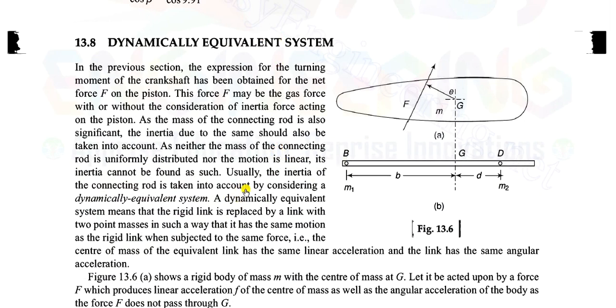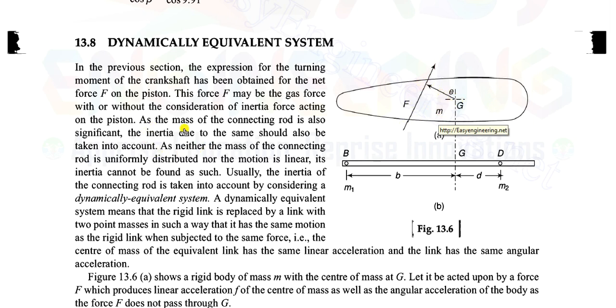Now, what is a dynamically equivalent system, and when should we consider it? Here you can see a body which does not have uniformly distributed mass. The center of gravity or mass center is G here, and the force acting on this is F. The mass of this entire body is M, and the minimum perpendicular distance between the line of action of the force and G is given by e.